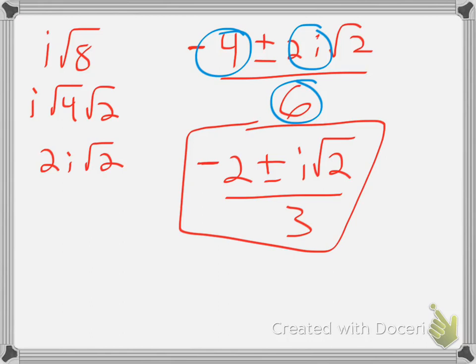And because I have a square root of 2, not just a whole number, it doesn't do me any good to split this into negative 2 plus i square root of 2 over 3, or negative 2 minus i square root of 2 over 3, but to leave it as it is.